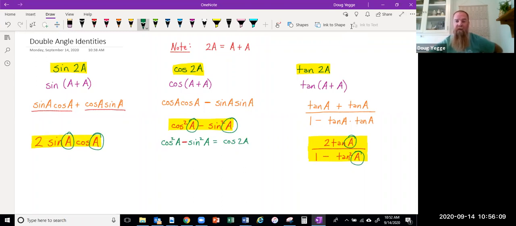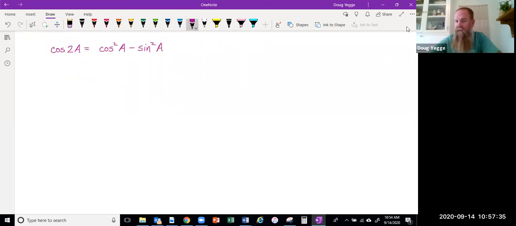There are a few other formulas that we're going to be able to find for cosine of 2a that are really derived from the Pythagorean identities. This is our starting point for the first formula for cosine of 2a. We can use the Pythagorean identity cosine squared a plus sine squared a equals 1 to notice that cosine squared a is the same thing as 1 minus sine squared a.